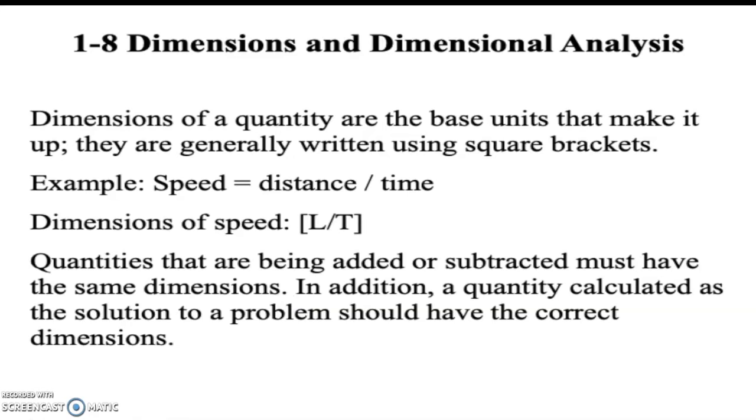Dimensions and dimensional analysis. Dimensions are the basic units, and we write them in square brackets. So like if speed is distance over time, we use L for length, which is distance, and T for time, and then L divided by T would be your dimensions of speed, right? If we want to add or subtract quantities, they must have the same dimensions. So for an equation to actually make sense, dimensions must be consistent. And in addition, a quantity calculated as a solution should have the correct dimensions. So after you're finished, the dimension should be accurate. And we'll do some work with this a little bit just so we can see.